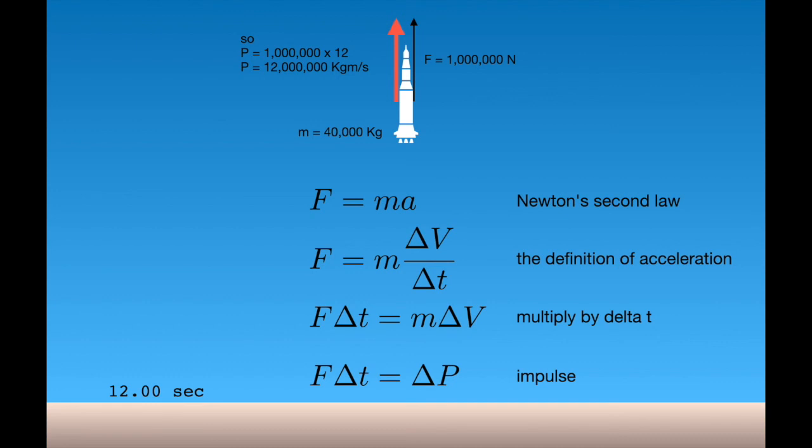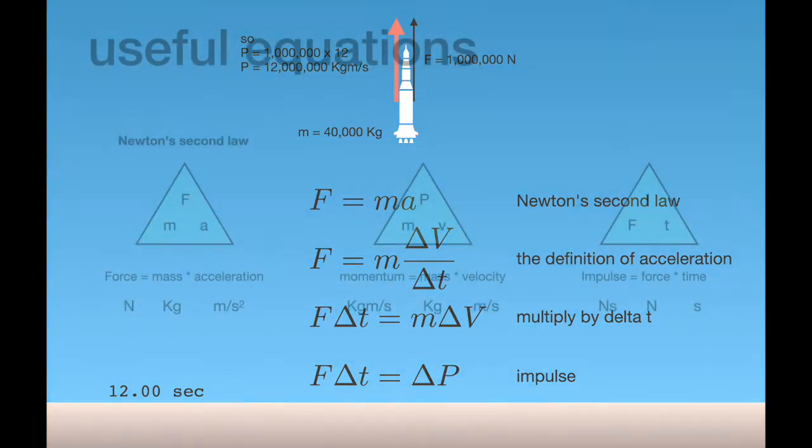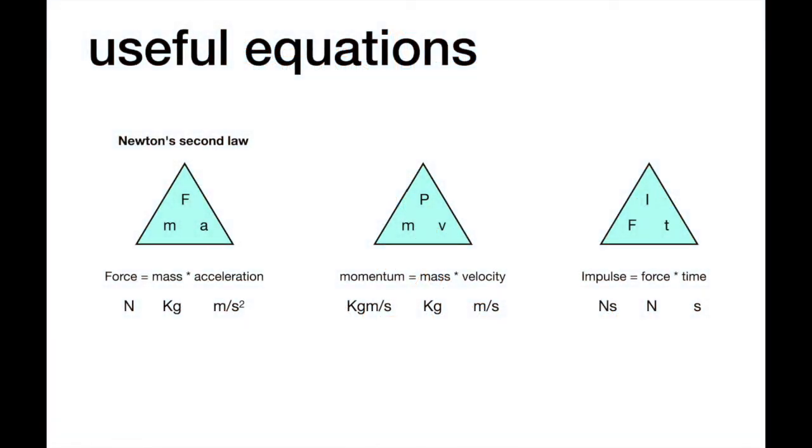You can see that the rocket had its engines on for 12 seconds and exerted a force of 1,000,000 newtons. So the impulse there is just 1,000,000 times 12. The change in momentum should be 12 million kilogram meters per second. And just to finish, some handy equations that we've looked at.